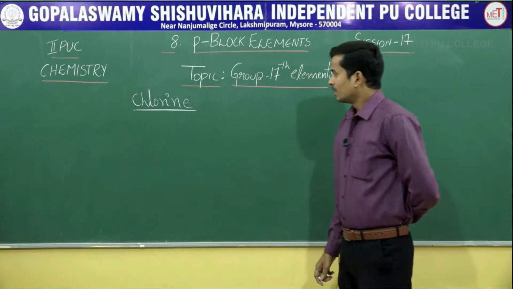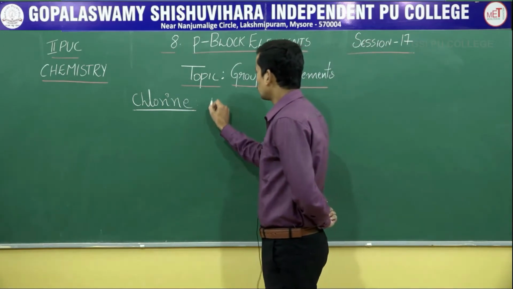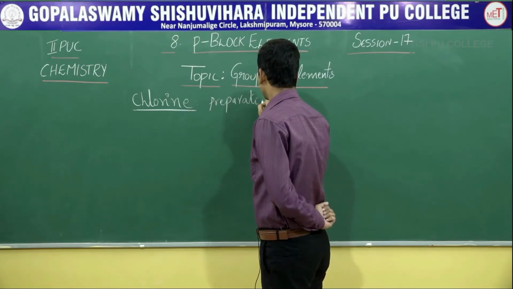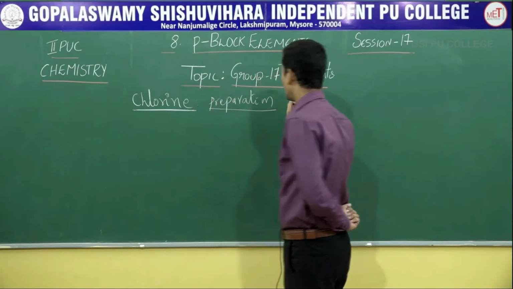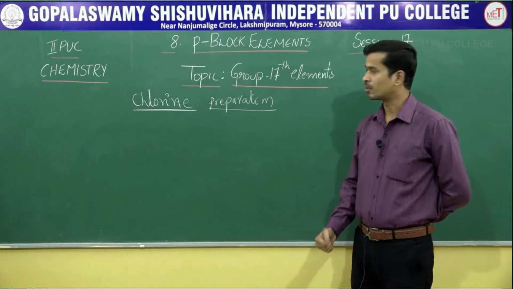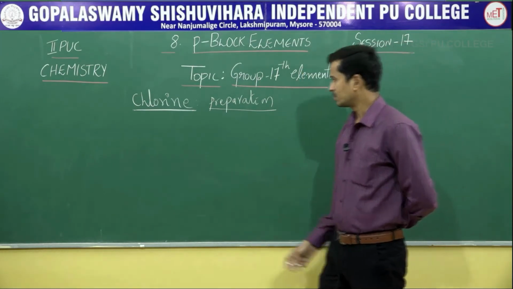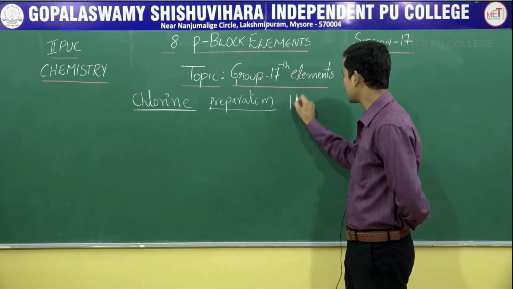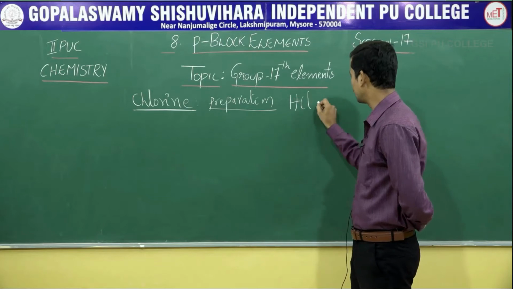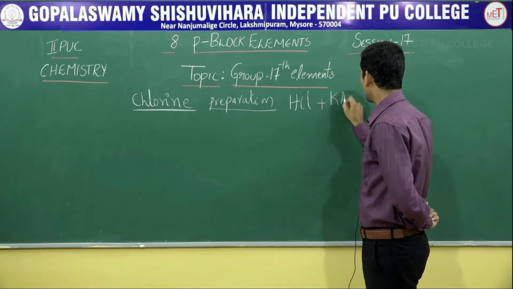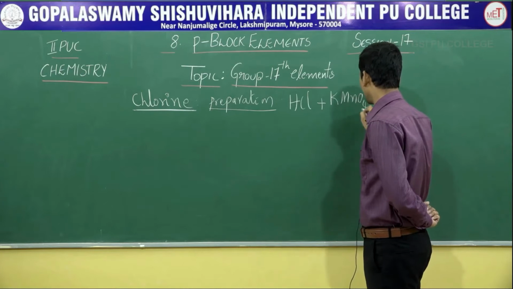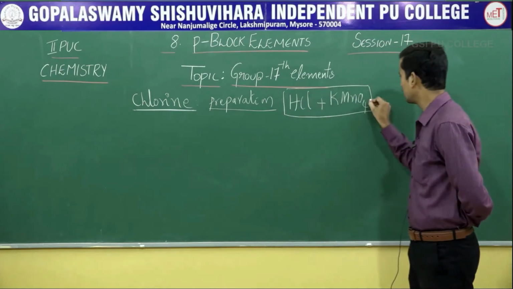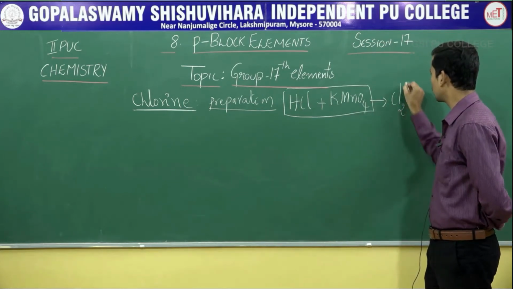Clear? First of all, how is it prepared in the laboratory? Preparation of chlorine in laboratory method. The first, it can be prepared by the action of HCl with KMnO4. As soon as you treat KMnO4 with HCl, there is liberation of chlorine gas.